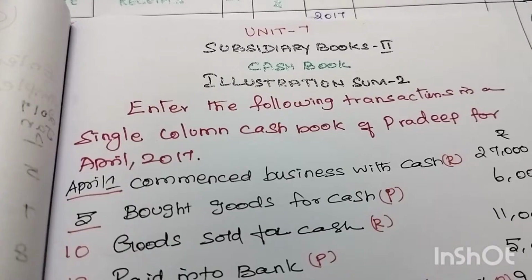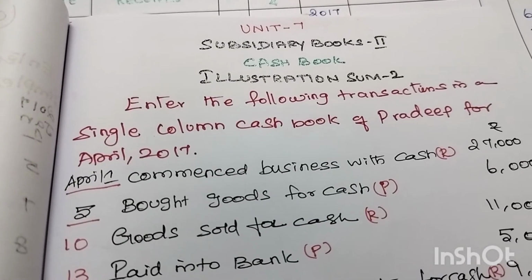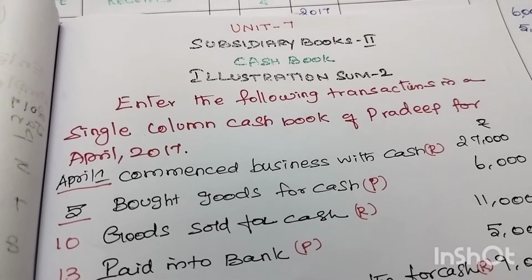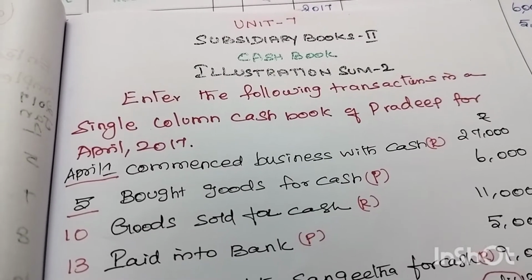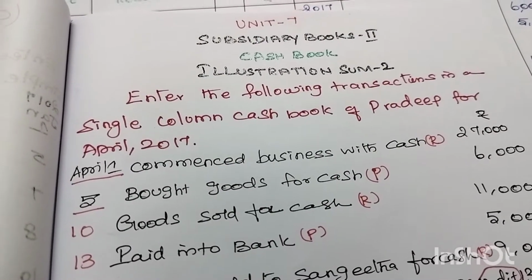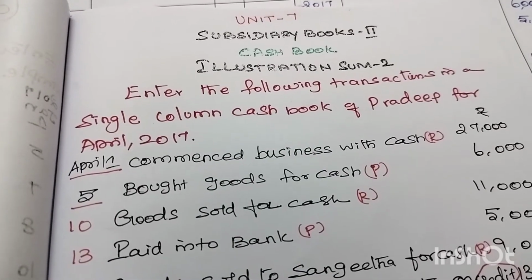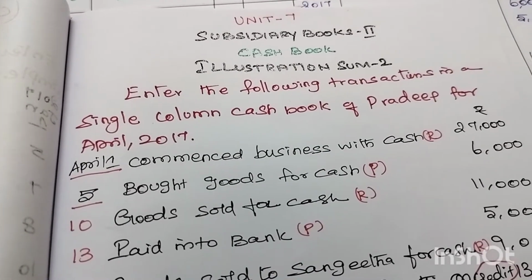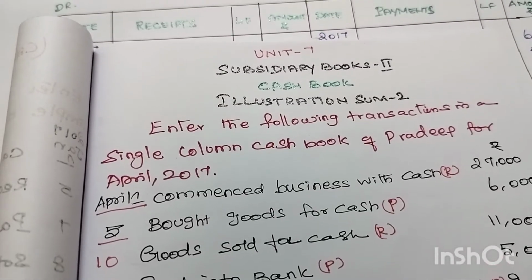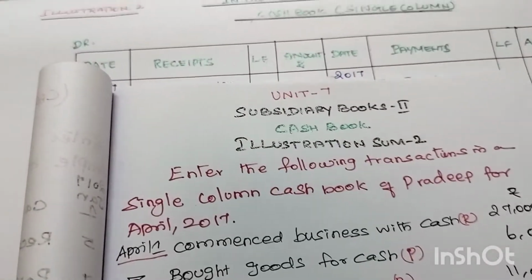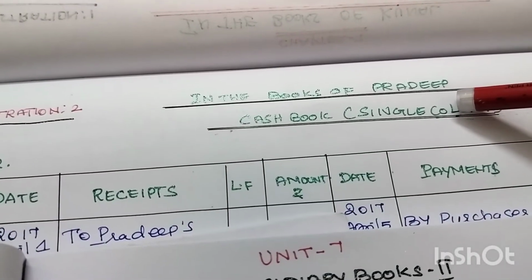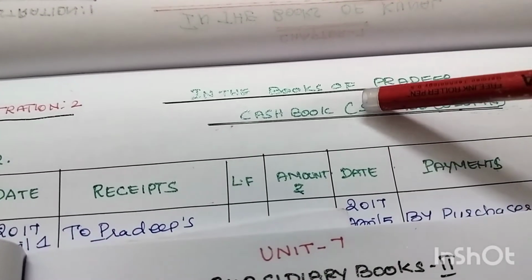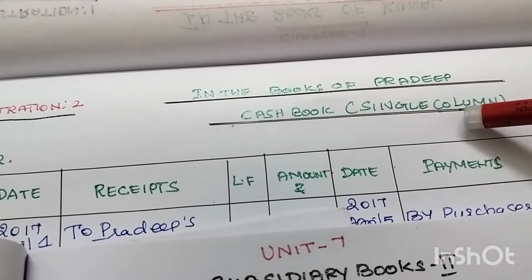In this video, we are going to learn about 11th Standard Accountancy, Chapter 7, Subsidiary Books 2, Cash Book Illustration. Sum 2. Enter the following transactions in a single column cash book of Pradeep for April 2017. Before we enter the given transactions into the single column cash book, we have to prepare the title, that is, in the books of Pradeep, single column cash book.